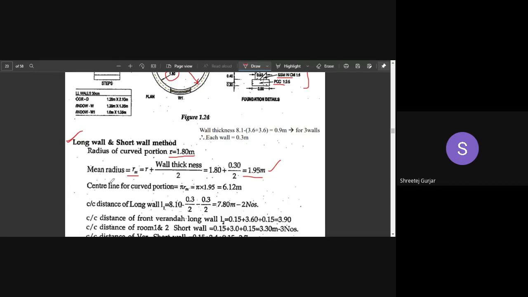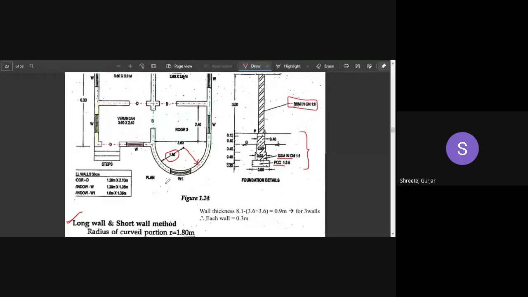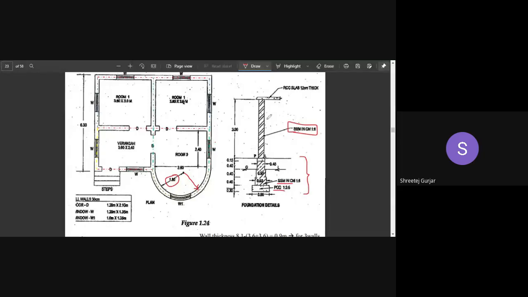Then the center line for your curved portion. The center line for this is easy to calculate, right, when it is a rectangular shape.